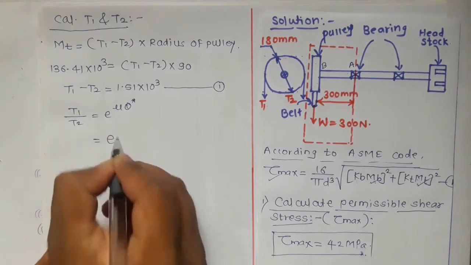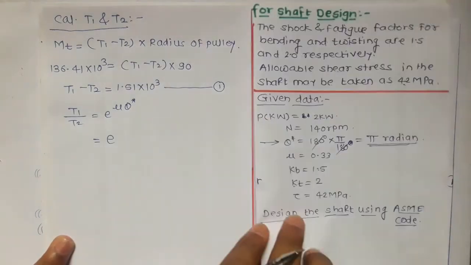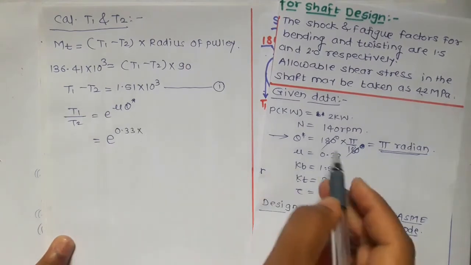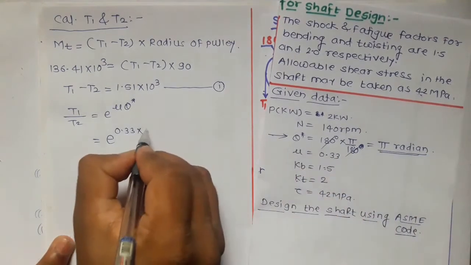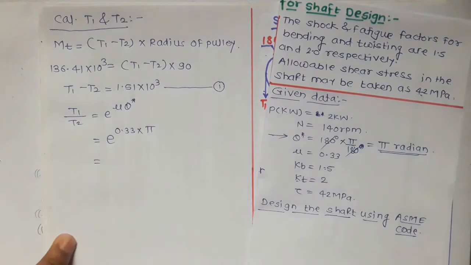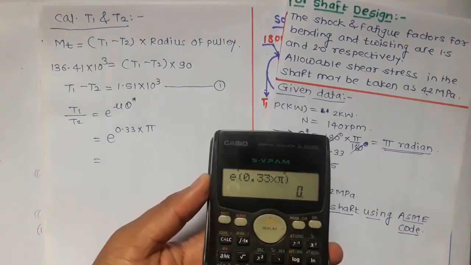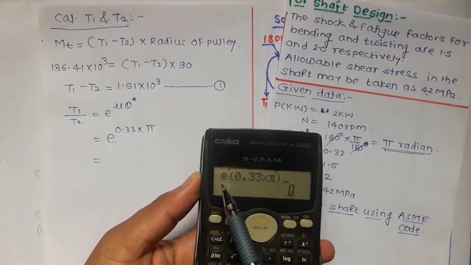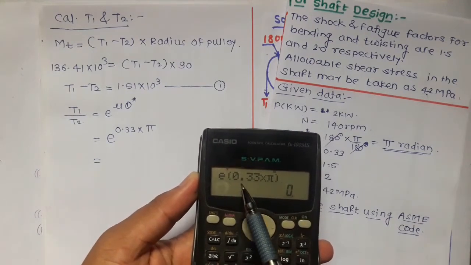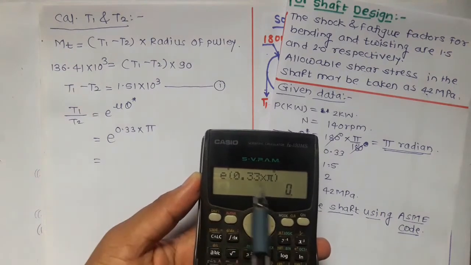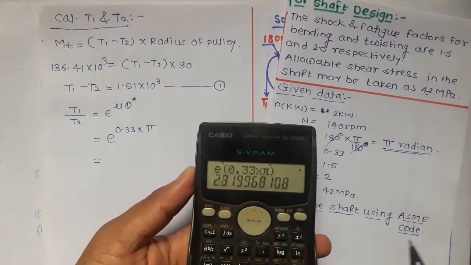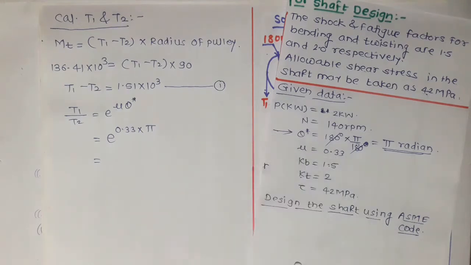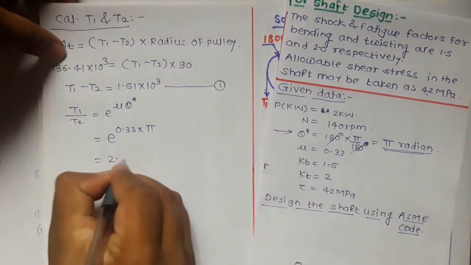Now put the value of mu. The value of mu is 0.33, into the value of theta star, which is pi radian. In order to calculate this ratio, we have to use the scientific calculator. We type E into bracket 0.33 into pi. If you calculate this, you will get the ratio as 2.81. So this ratio of T1 upon T2 is 2.81.